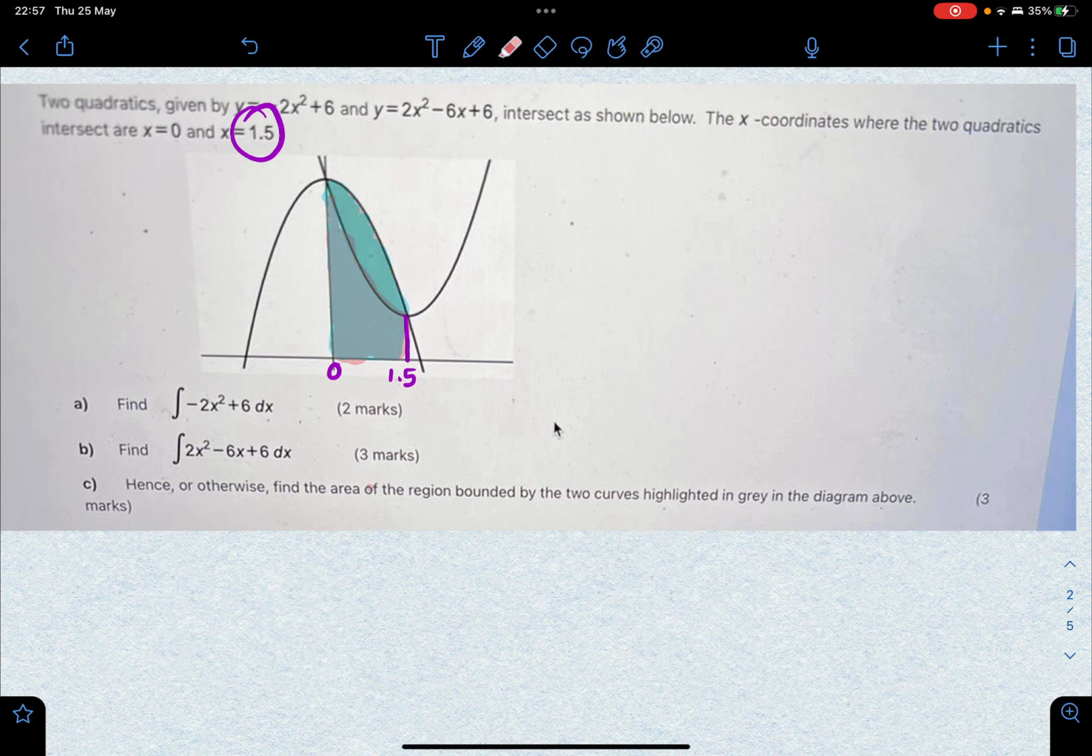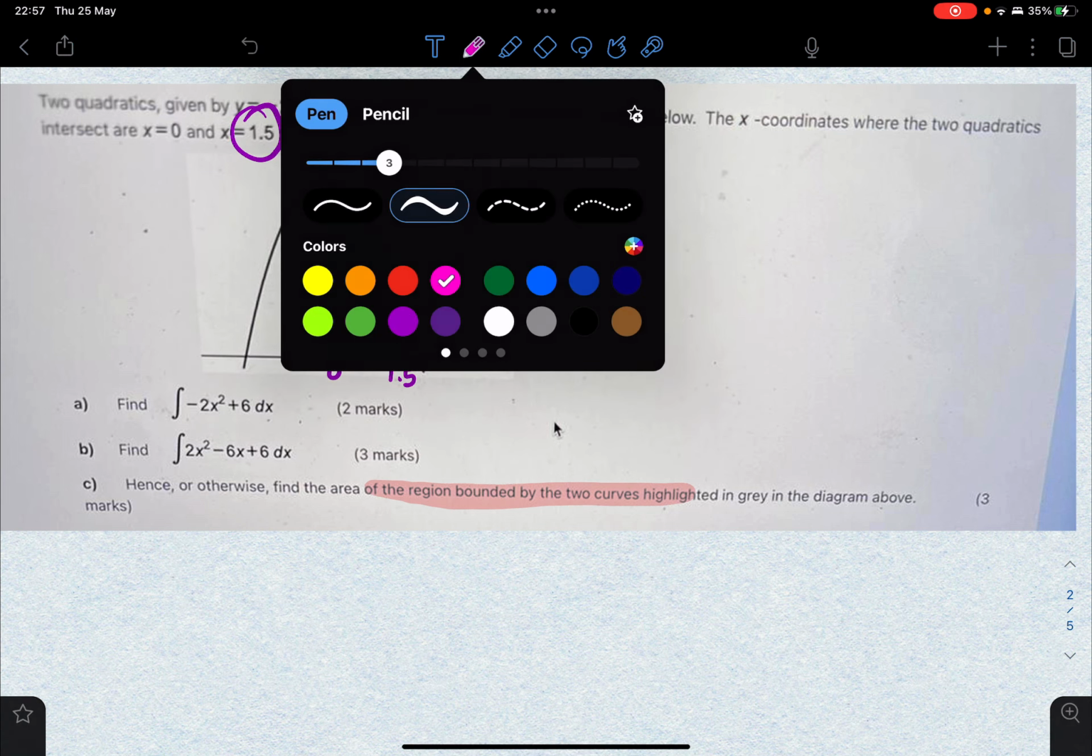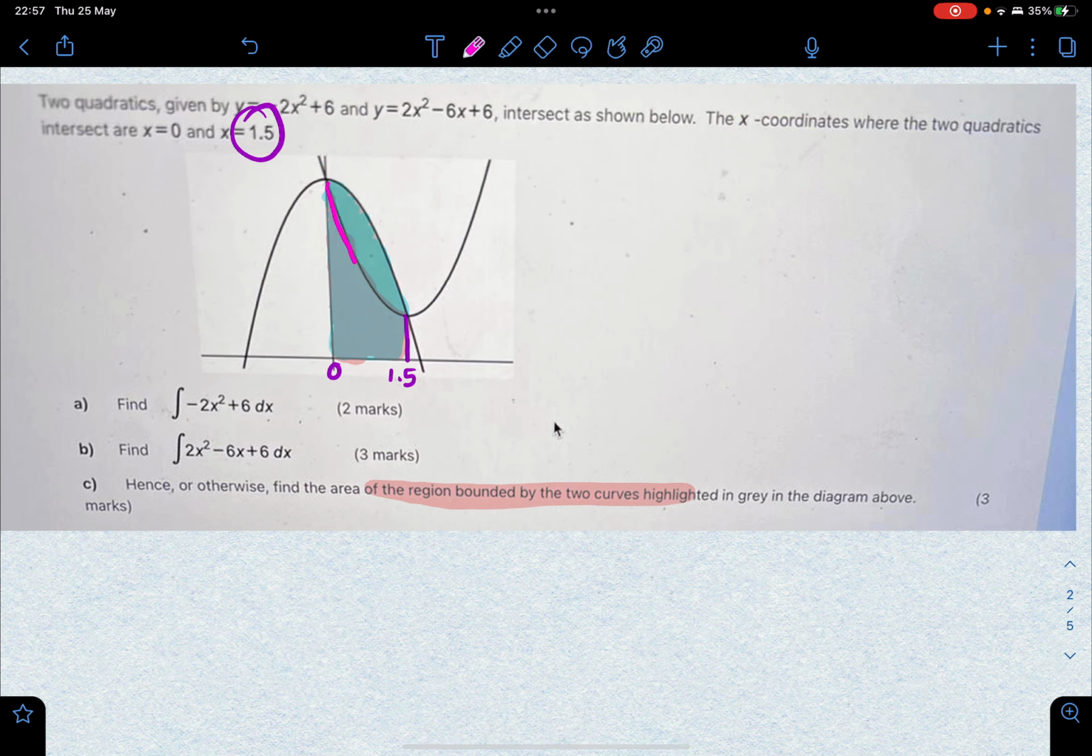So this area of the region bounded by the two curves, that's the area I'm about to highlight. That's this area. Okay, so this area is simply going to be the area that we found in A minus the area that we found in B. So this area minus this area. Okay, so let's find this one first.